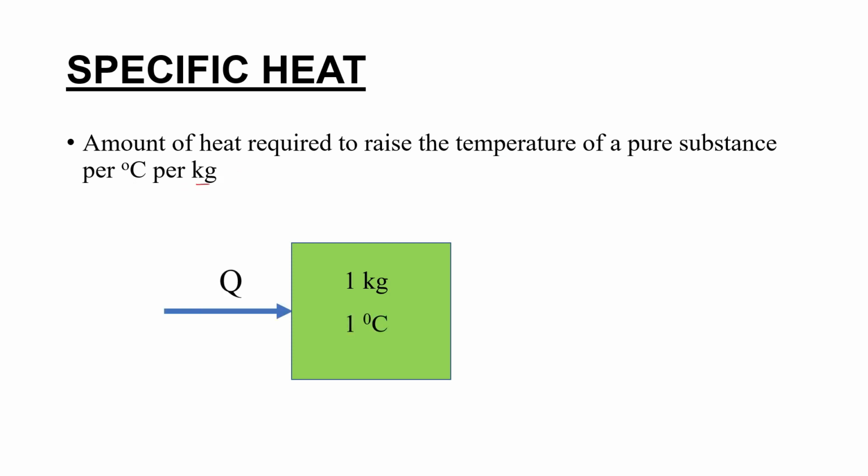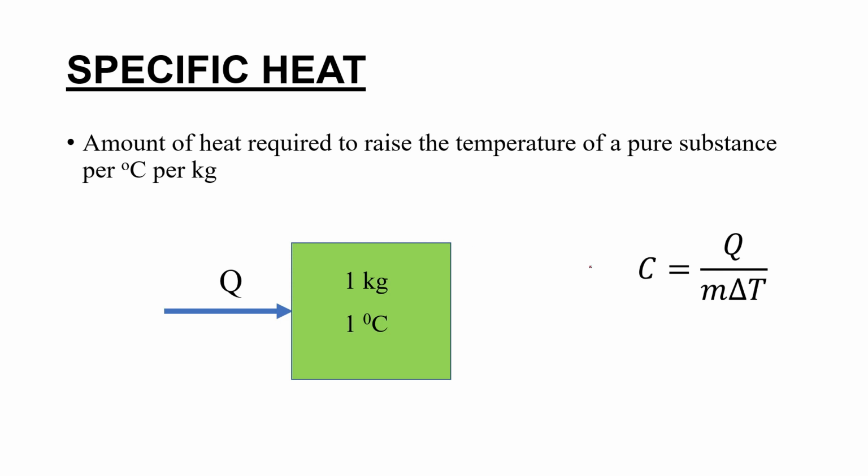So if you supply heat to 1 kilogram of a substance to raise the temperature by 1 degree Celsius, this is how you calculate the specific heat. This specific heat C is equal to Q divided by m into delta T. Right. So this is how you define specific heat.